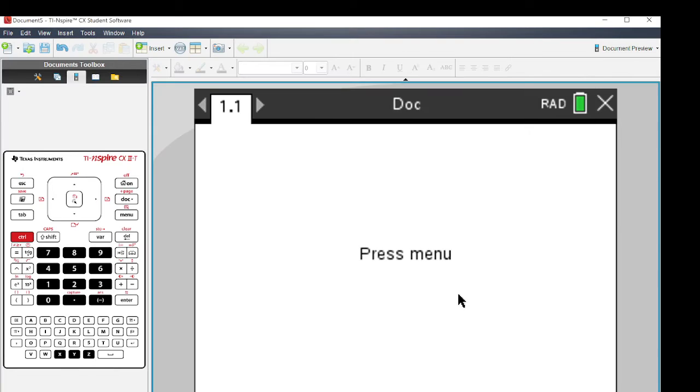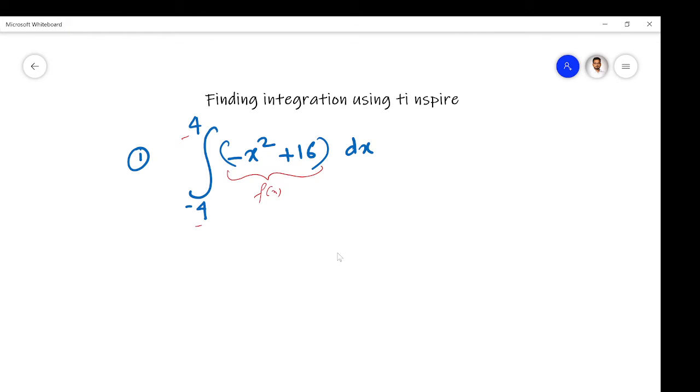Hello guys, in this video I am going to explain how you can use your TI Inspire to find the integral of any function. So here I have written a function for you, which is minus x square plus 16, and we have to find the definite integral from -4 to +4.